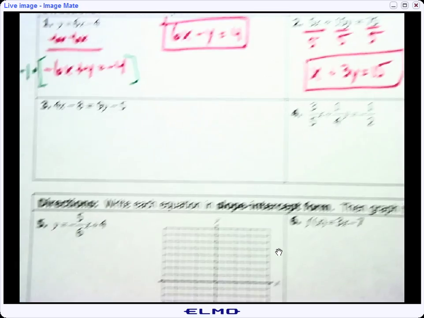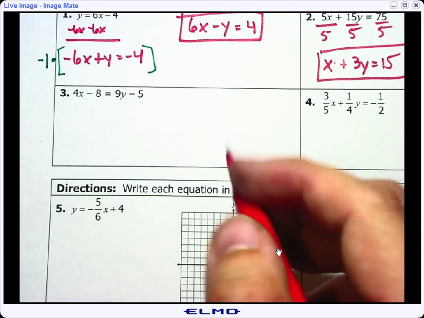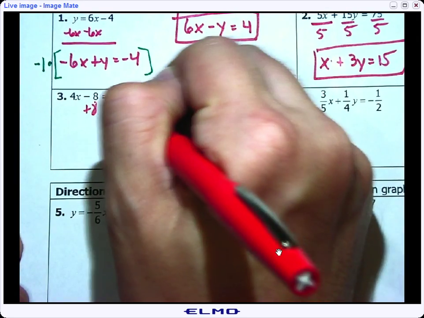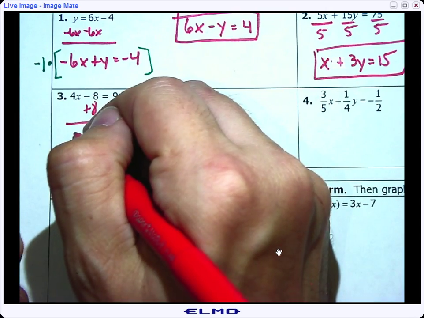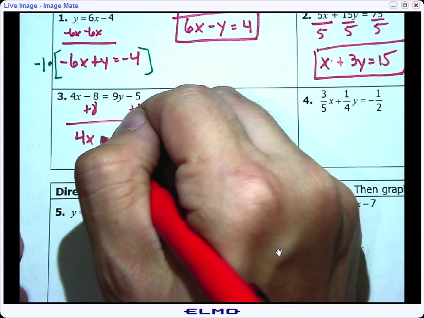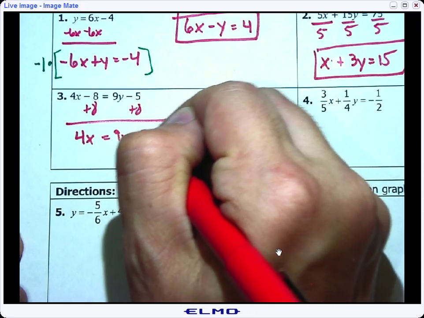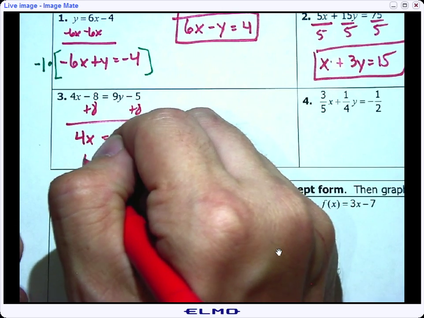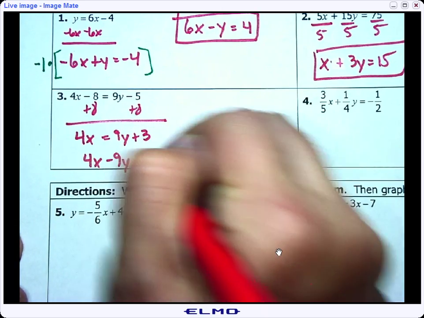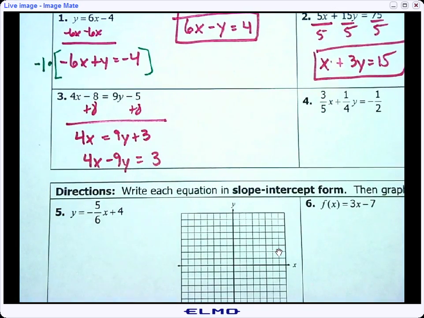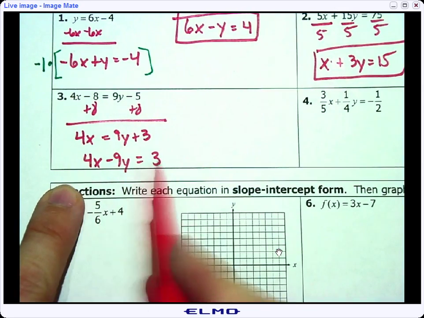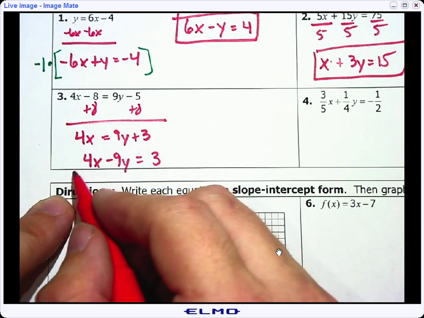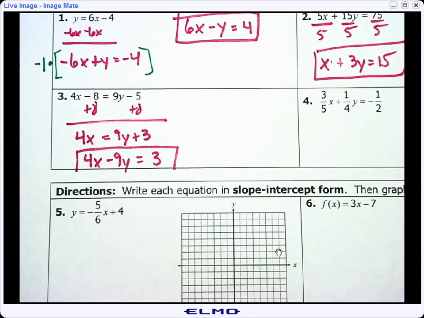All right, number 3. What I'll do first is get my constants all on the right side. So I'm going to add 8 to both sides, and that's going to give me the equation 4x equals 9y plus 3. Now we need to get that y over here by subtracting it from both sides, which will give you 4x minus 9y equals 3. A is positive. 4, 9, 3, those are all whole numbers. 4, 9, 3, they're not divisible by anything other than 1. So this is my final answer.